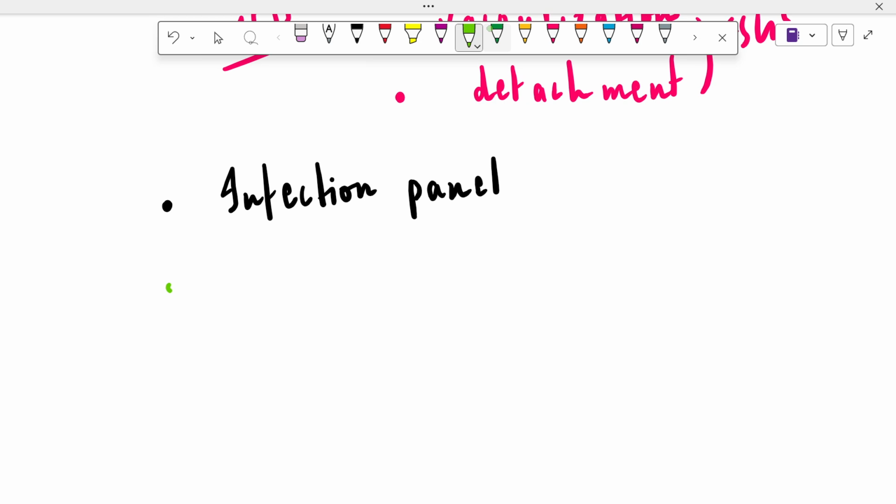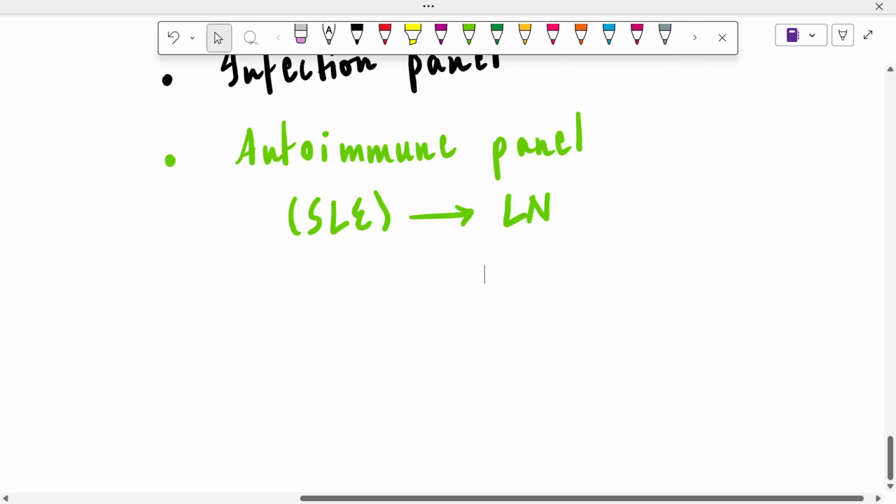The next thing we can have is an autoimmune panel. But why do we need an autoimmune panel? There is a condition known as lupus nephritis. The condition known as systemic lupus erythematosus leads to lupus nephritis. It is an autoimmune condition. So to rule out SLE, we need to do an autoimmune panel.